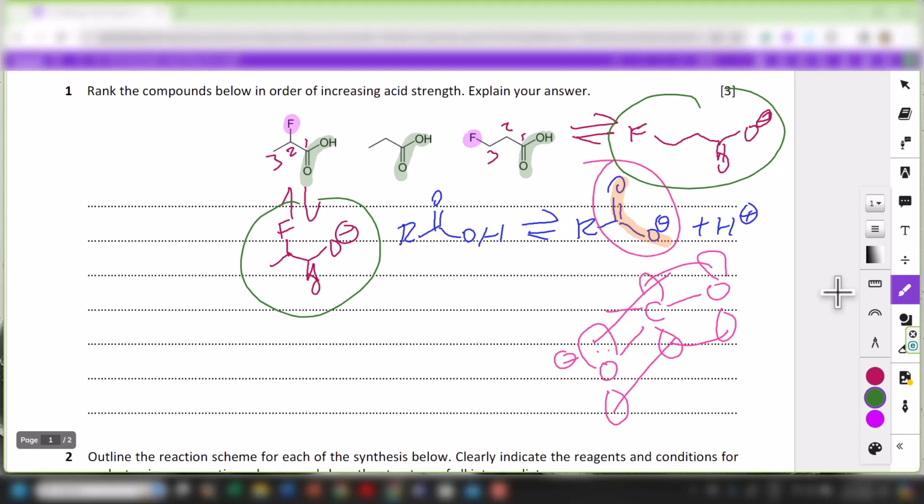Because the fluoro group for 2-fluoropropanoic acid is at the second position, whereas that of 3-fluoropropanoic acid is at the third position, being closer to the carboxylate anion helps to further disperse the negative charge of 2-fluoropropanoic acid as compared to 3-fluoropropanoic acid. And of course, over here, we don't really need to discuss propanoic acid, because propanoic acid is similar to ethanoic acid. The carboxylate anion, in this case, has no further stabilization due to any electron withdrawing atoms or groups.